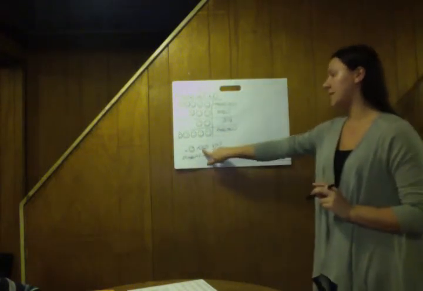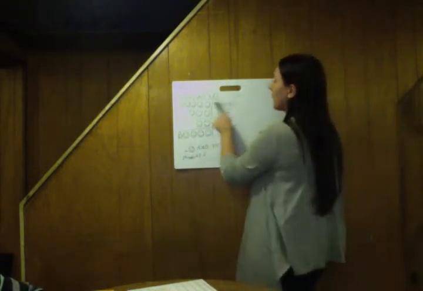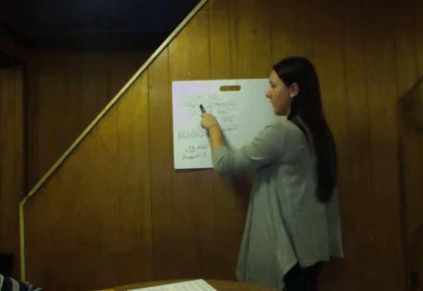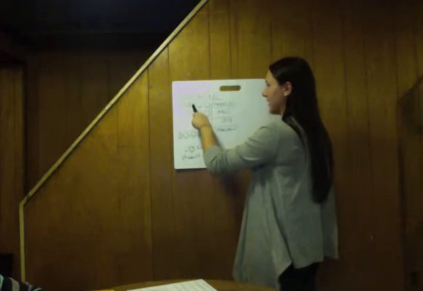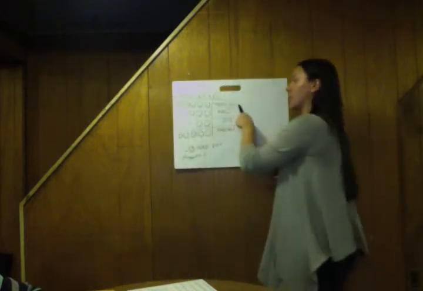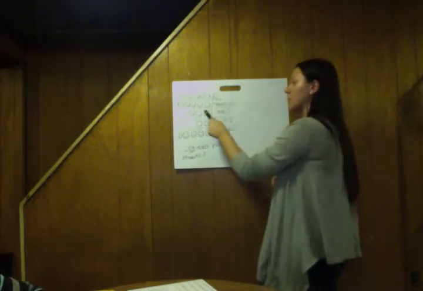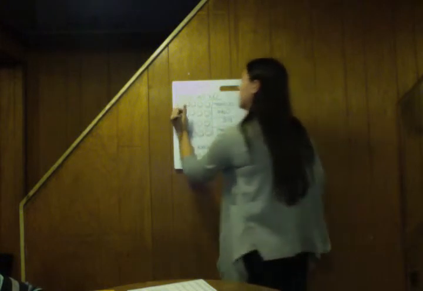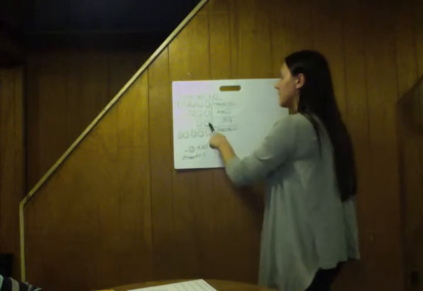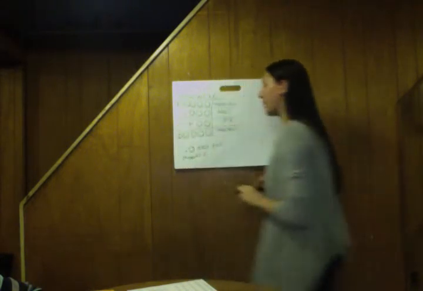Now remember, a key says that each smiley face equals 2 students. So with ice cream, each smiley face equals 2 students, so we're going to count by 2s. 2, 4, 6, 8, 10. So 10 students in the class chose ice cream as their favorite dessert. For cake, we have 3 smiley faces. So 2, 4, 6. So 6 students liked cake in the class. For pie, we have 2 smiley faces, so that's 2, 4. So 4 students chose pie in the class.